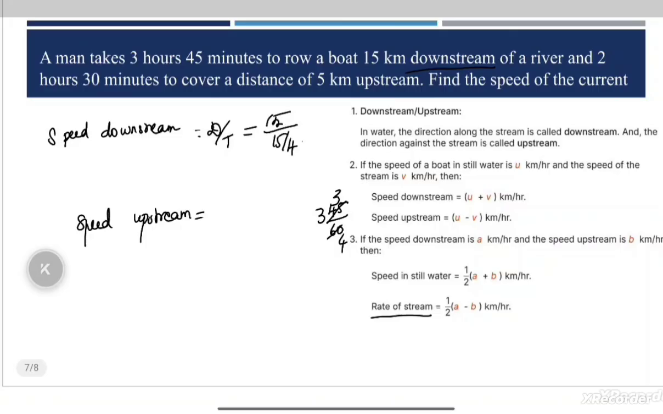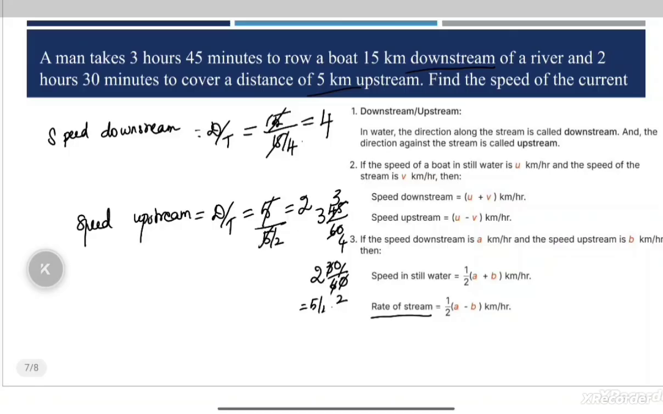Next is speed upstream. For speed upstream also, it is distance by time. The distance he travels is 5 kilometers, and the time taken is 2 hours 30 minutes, which is 5 by 2. So you cross multiply and solve it, and you get speed downstream as 4 and speed upstream as 2.